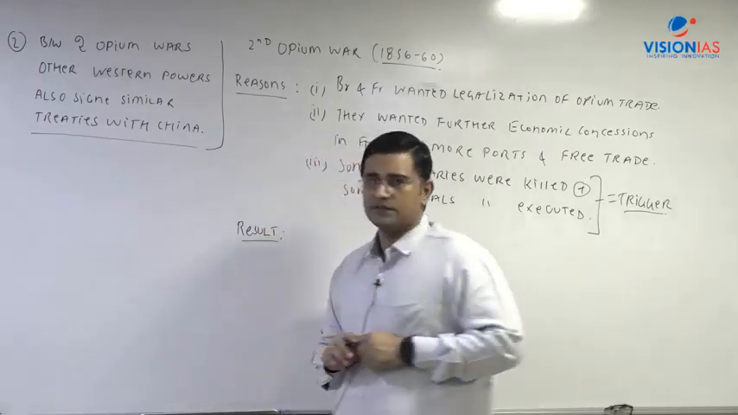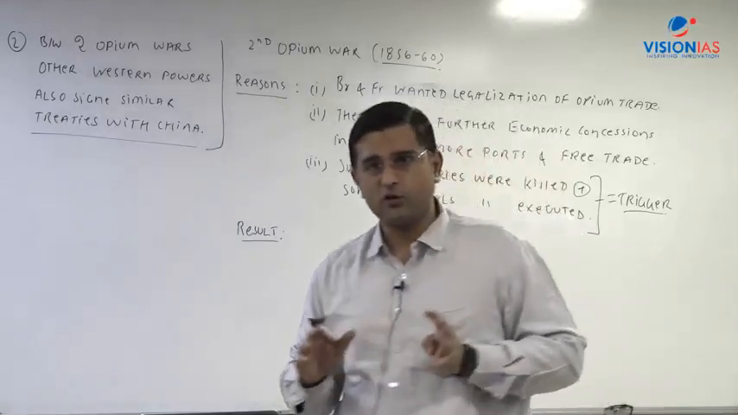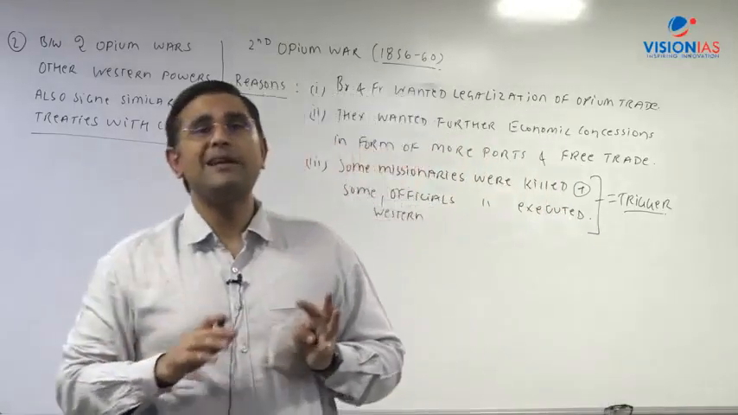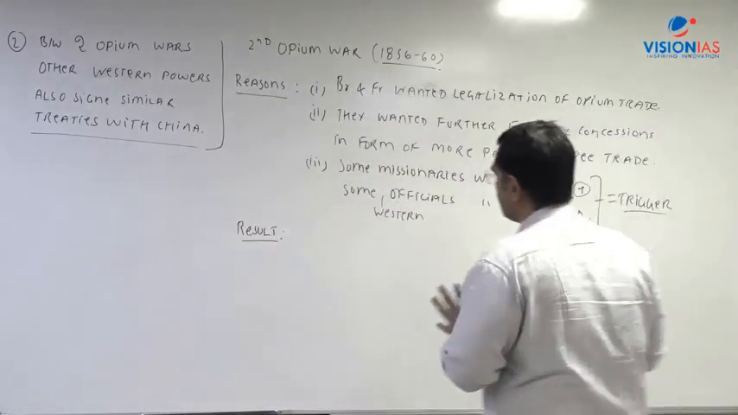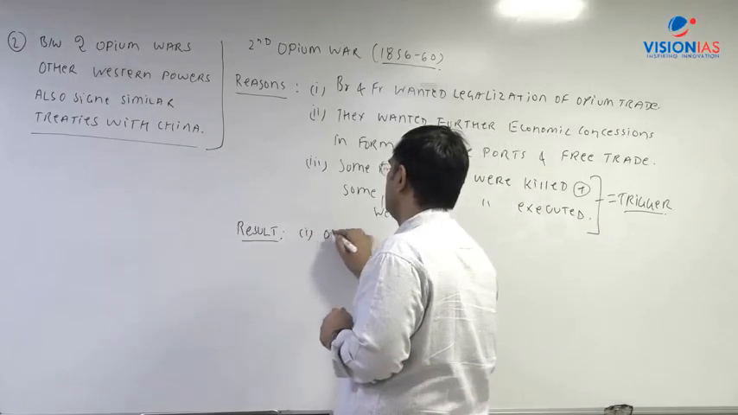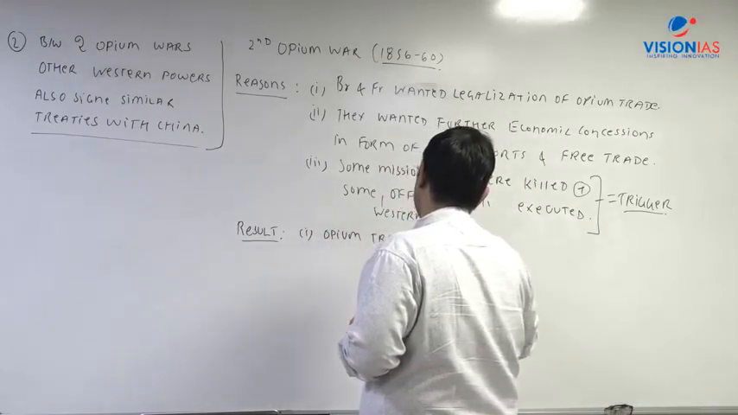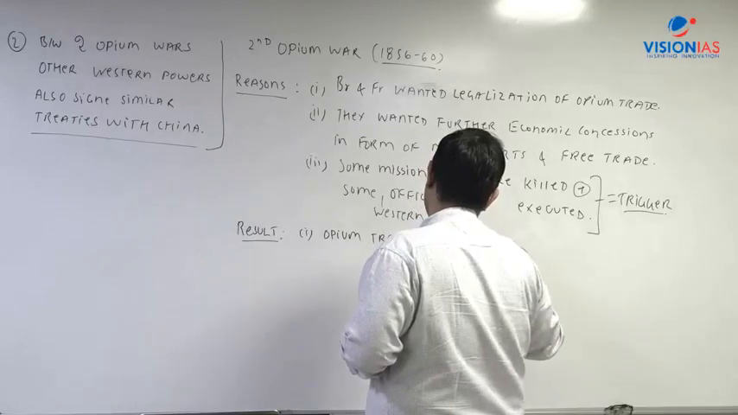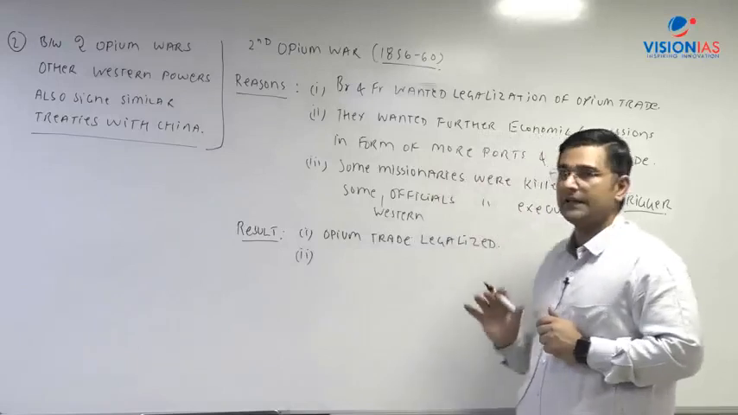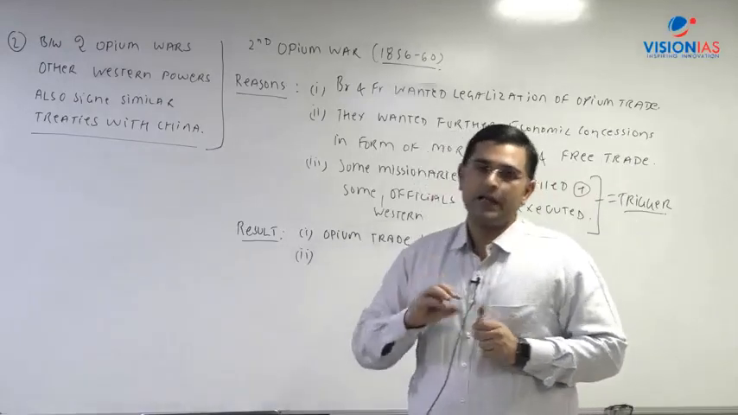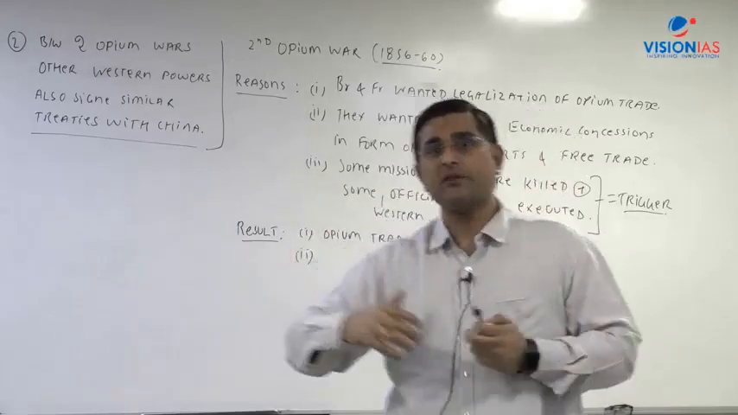In the case of the result, what do we see? First of all, since it is called the Second Opium War, the opium trade will be legalized. That is the first component. The second thing which happens is that even further more ports will be opened up, and more trade concessions will be given, they will be extracted.